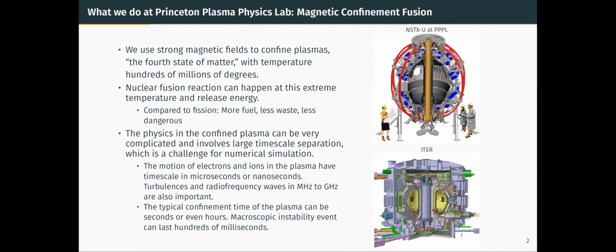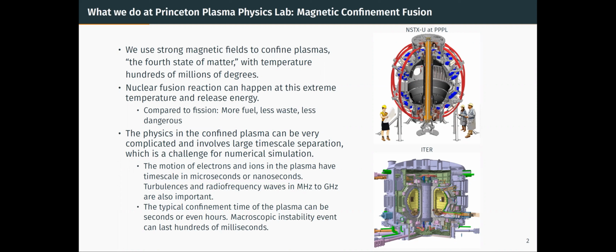I think most people are more familiar with nuclear fission, which is used in all the nuclear power plants today. Compared to fission, we think fusion has more potential because it can have more fuel and give less waste. Most importantly, it is not a chain reaction, so it is less dangerous. However, it is also more challenging, as we need to confine such a high temperature and high energy matter.